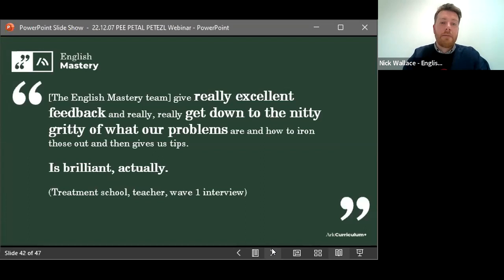The English Mastery team give really excellent feedback and really get down to the nitty-gritty of what our problems are and how to iron those out, and then gives us tips. It's brilliant, actually. So as a teacher's commentary on the support that we were able to offer the department.